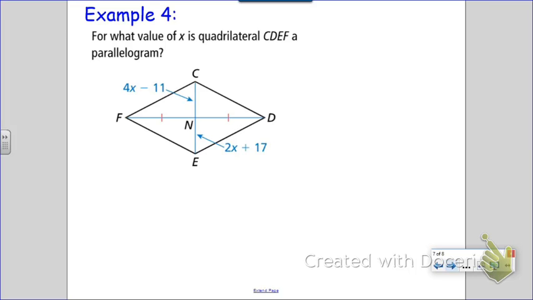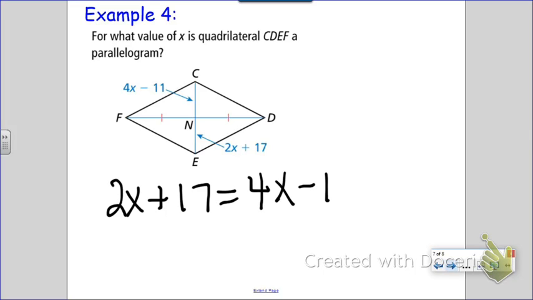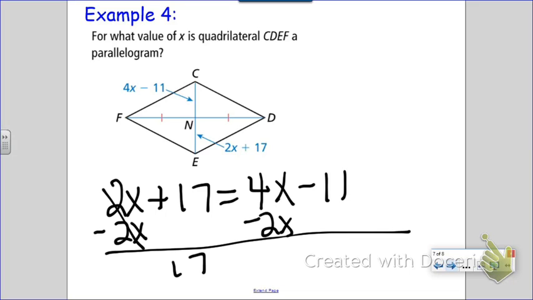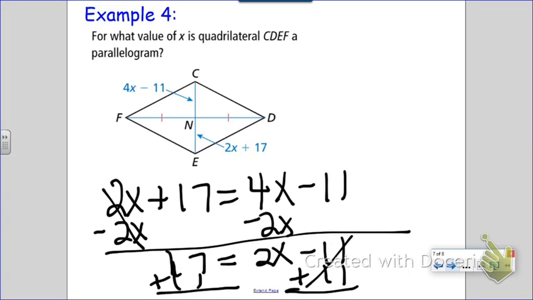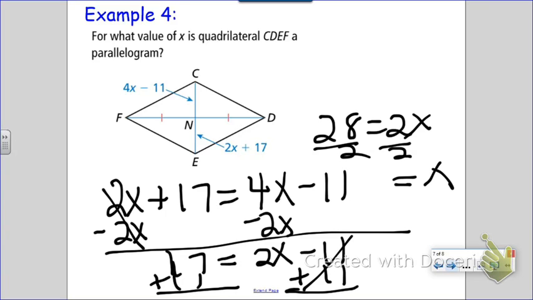For what value of x is quadrilateral CDEF a parallelogram? We know diagonals bisect each other, which means that they are equal to each other. Set them equal to each other. We'll solve for x. I'll bring 2x to the right by subtracting it. 17 equals 14x minus 2x is 2x minus 11. I'll add 11 to the other side. So 28 equals 2x. Divide by 2. X equals 14.